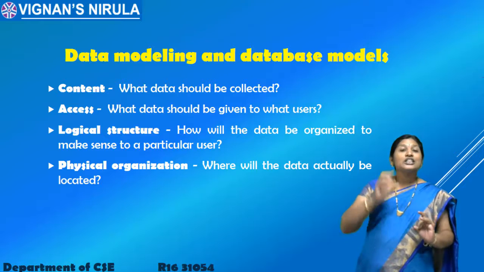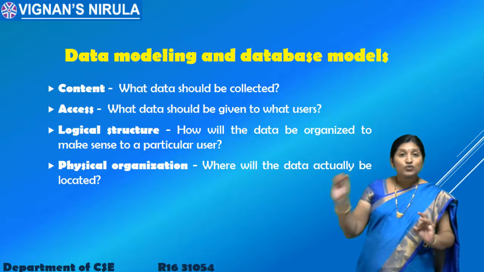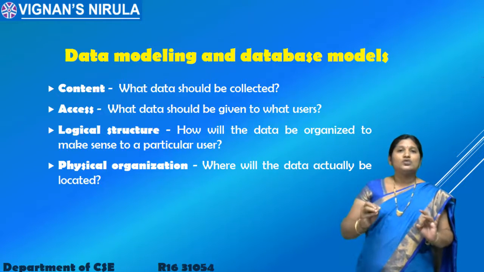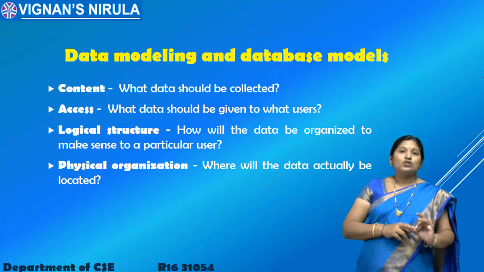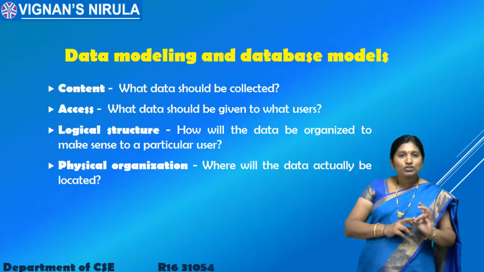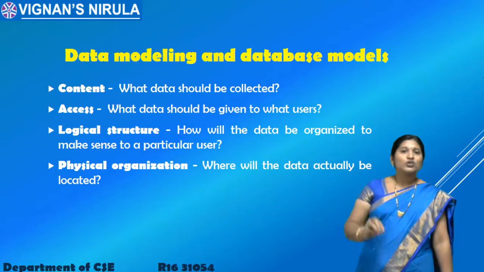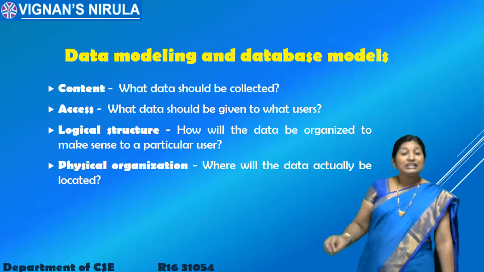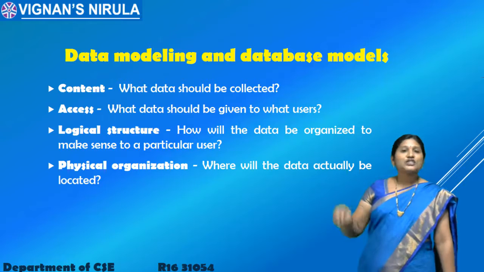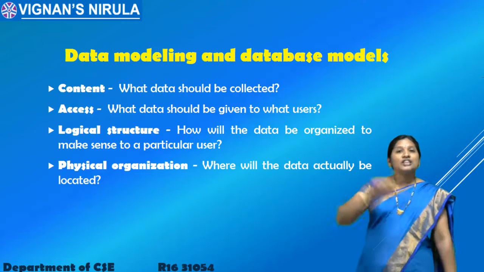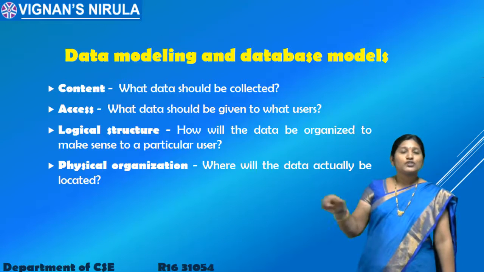The third one is the logical representation of the data, how the data is going to be organized to present to the users. That is called logical organization. The fourth issue is physical organization, how the data has actually been organized physically in the hard disk or in the case of computer memory. That is nothing but physical organization. These four types of issues are going to be presented by means of a data model.